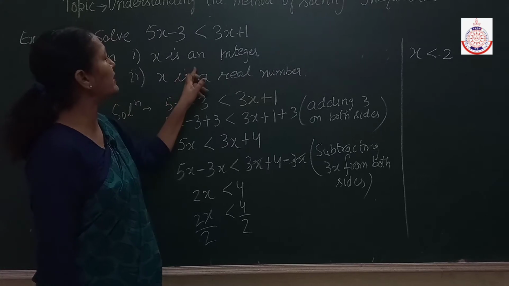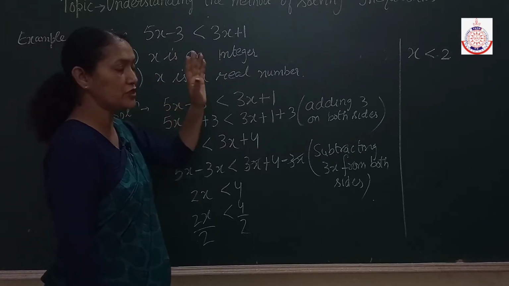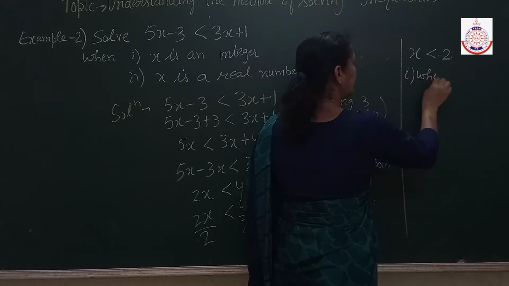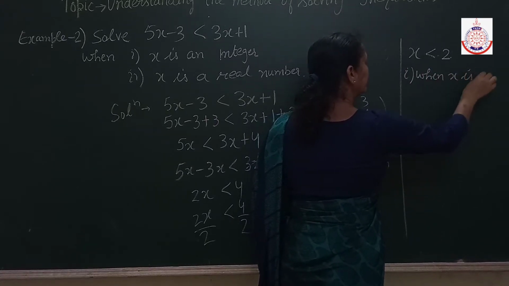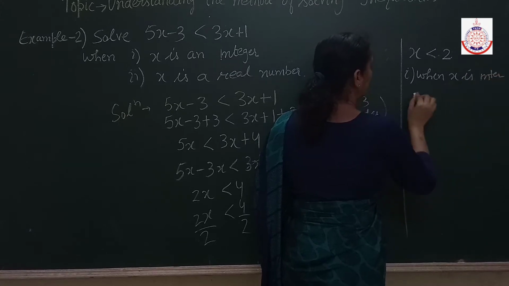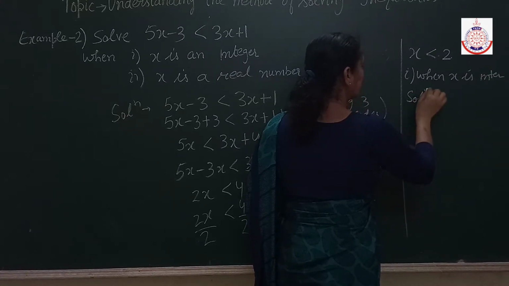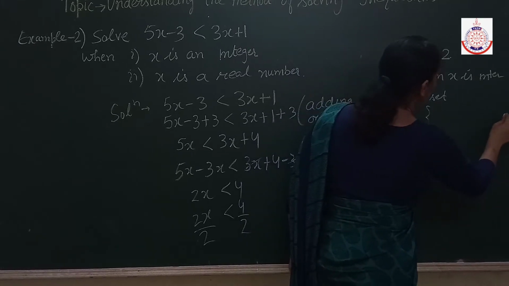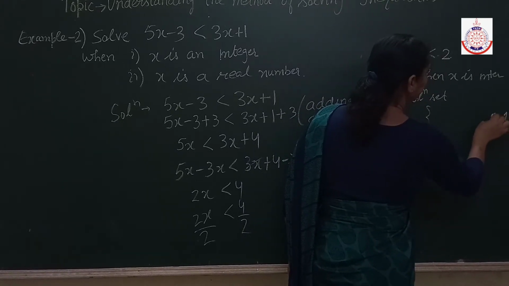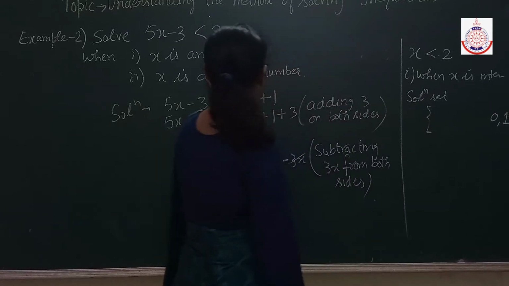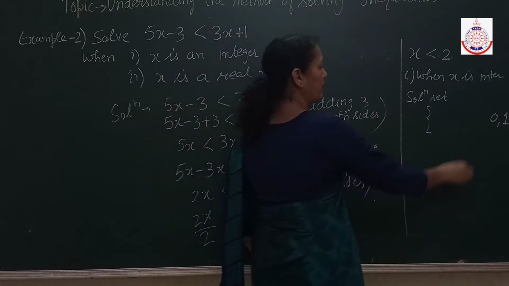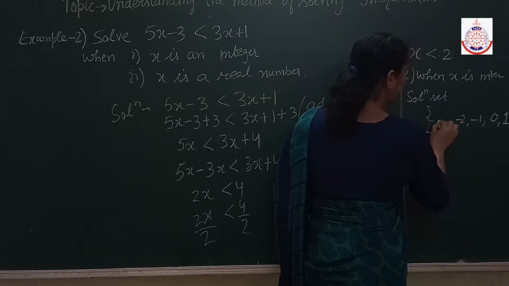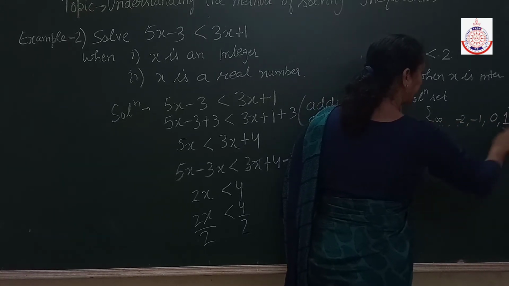Now according to given conditions, first case x is an integer. So when x is an integer, the solution set would be 1, 0. See, integers strictly less than 2: 1, 0, minus 1, minus 2, and so on up to minus infinity.